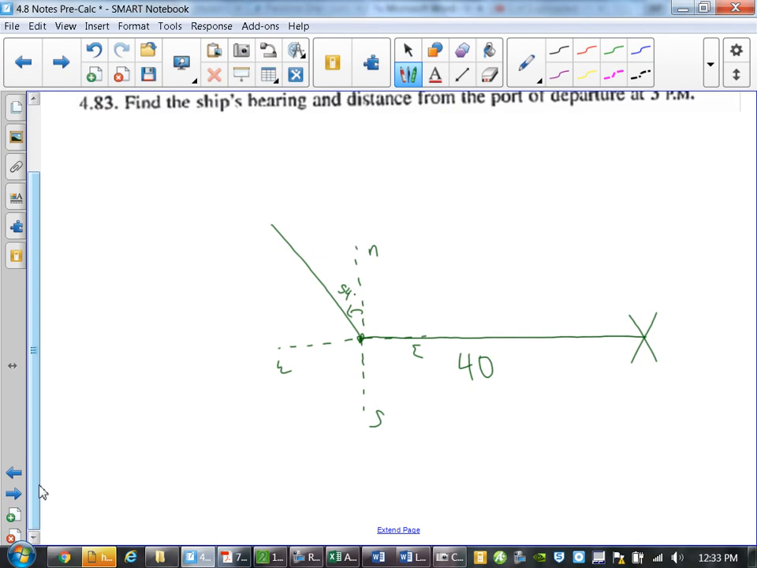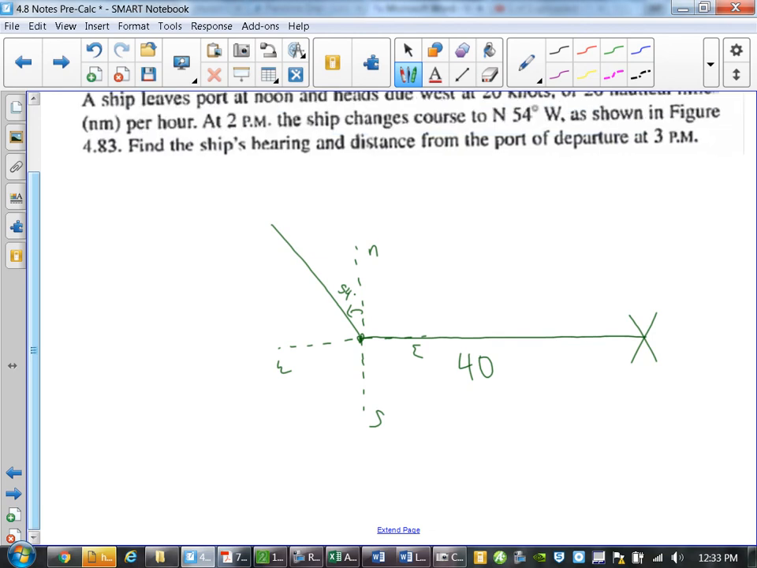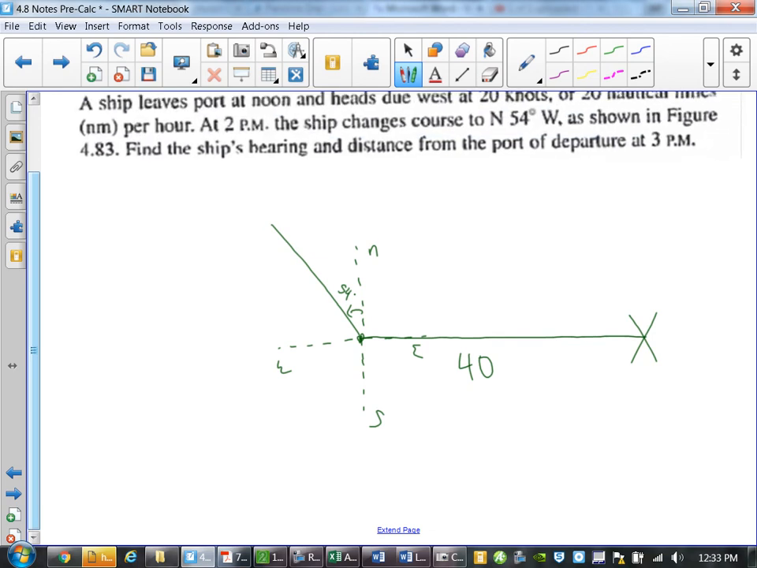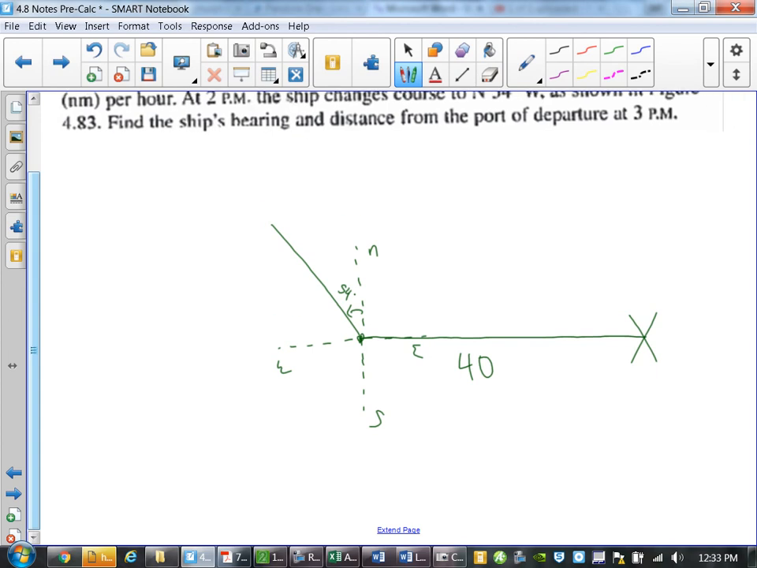All right. You went for another, I think it went for an hour. So you went another 20 nautical miles. And now you are here. You started at point A. You changed direction at point B. You ended up at point C. How far are you from the start?